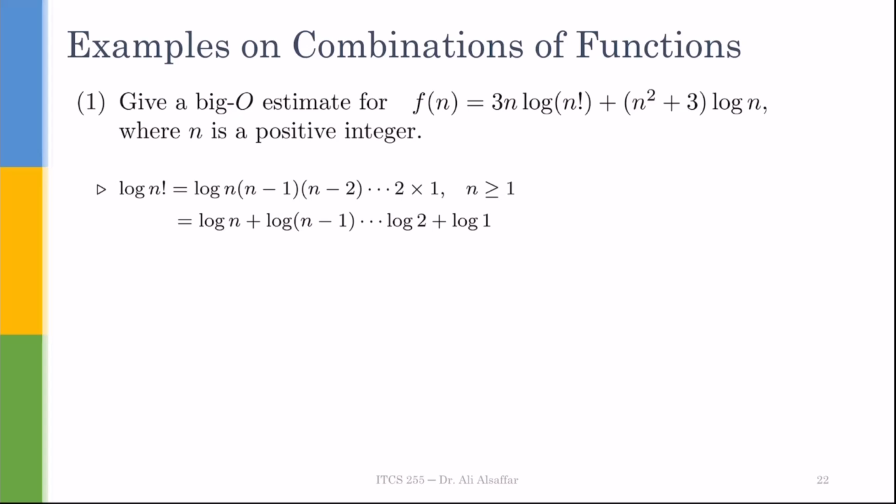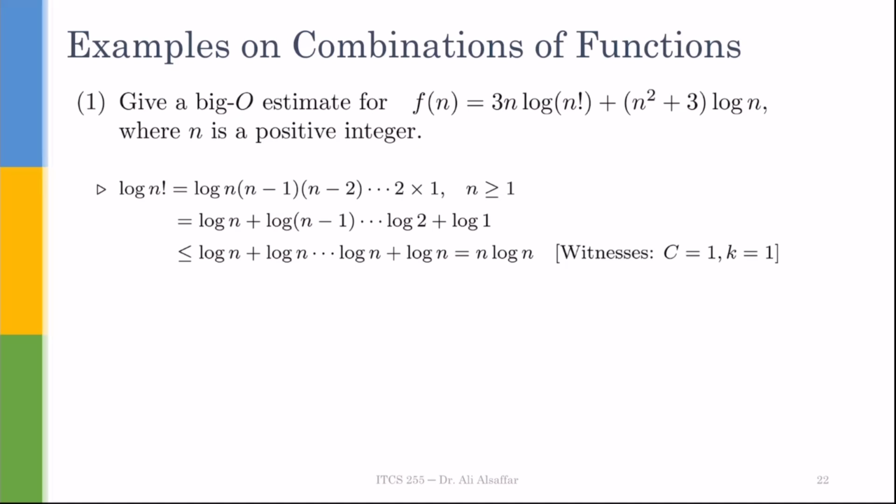Now when you replace every log by log n, so keep log n, but log n minus 1, replace it by log n, and all the way until the end, replace every term by log n. Then log n factorial will in fact be less than or equal to the summation of log n, because when you add these log n, they are repeated n times, the answer will be n log n.